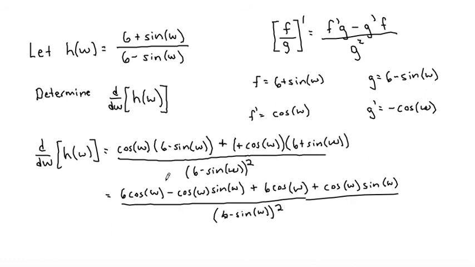Okay, let's look and see if we can combine any terms in the numerator. We have a 6 cos w and another 6 cos w, so that makes 12 cos w. And then we have a minus cos w sine w, and a plus cos w sine w. So since we have a plus and a minus, those two terms can cancel out. And bring down the denominator. And since we don't have any factors on top and bottom that are the same, this would be our final answer.